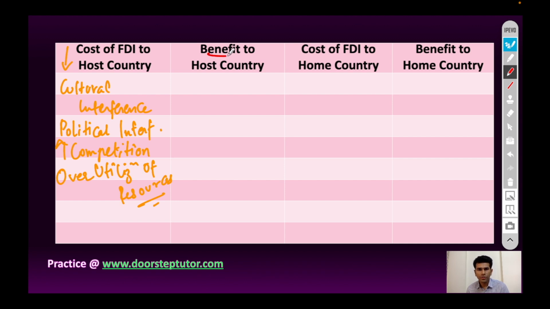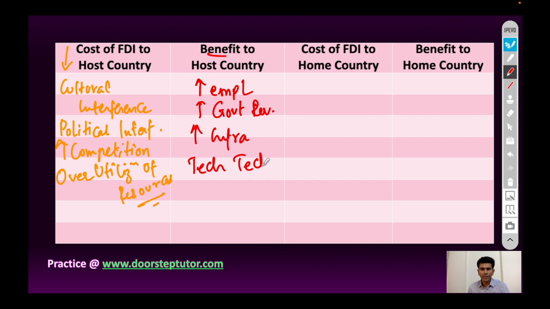What are the benefits to the host country? There will be employment generation, more government revenues, infrastructure development, technology transfer. If new political party come up with new FDI policies, then there will be risk. Next, reduction in domestic investment.